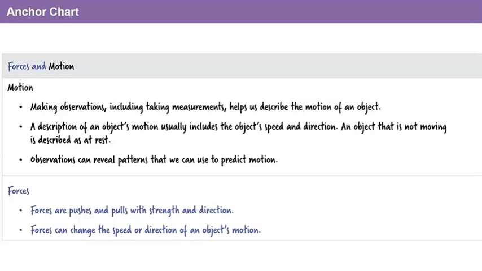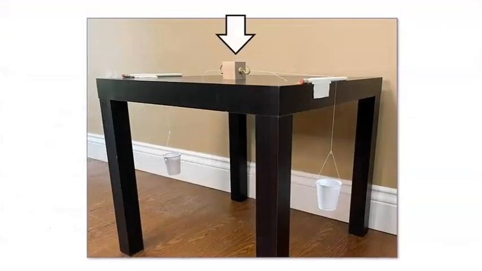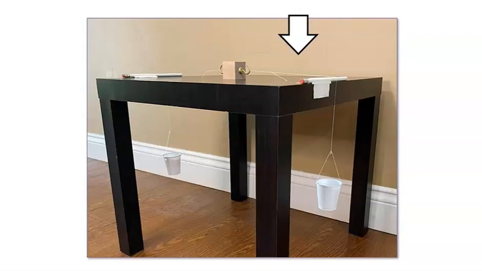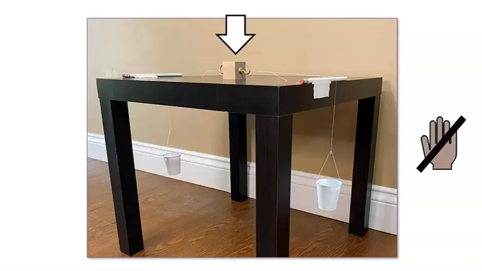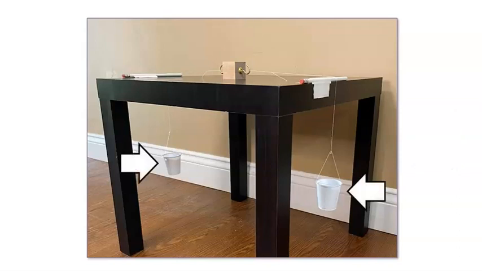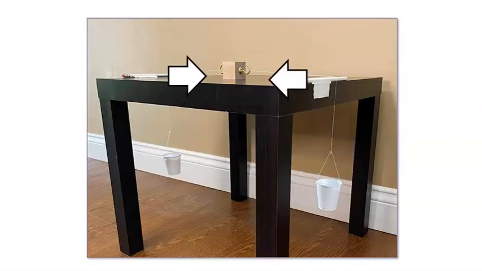All right, back to our Atwood machine. Look at the block. Right now, the block is at rest. How could we make the block move to the right? How about to the left? Could we make the block move without touching it? Oh, look at the cups. They are attached to each side of the block. Do you think we could add something to the cups to move the block?